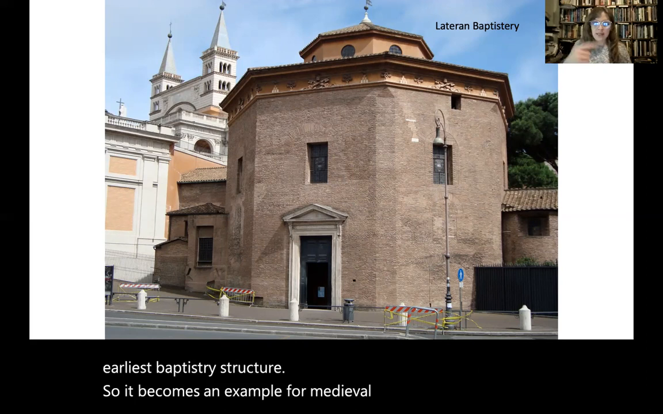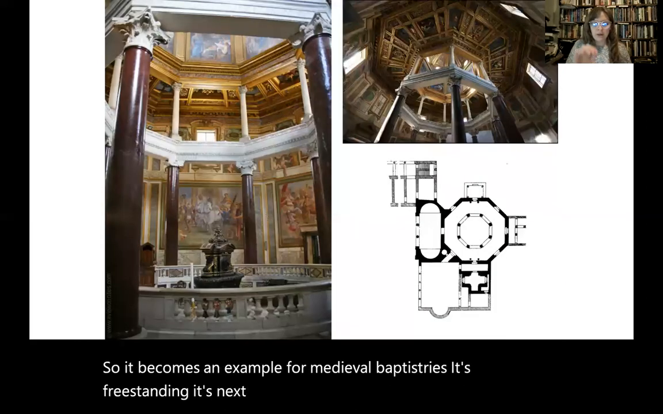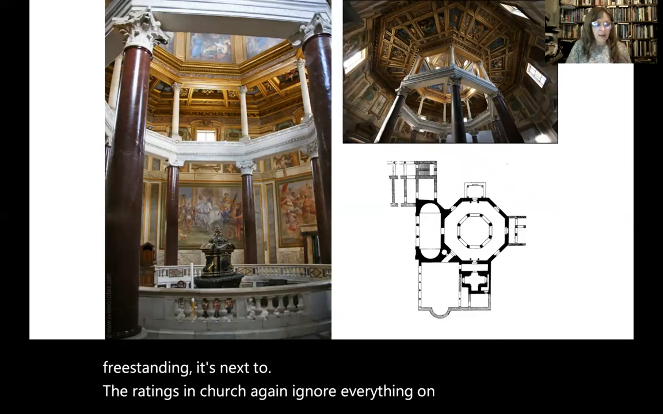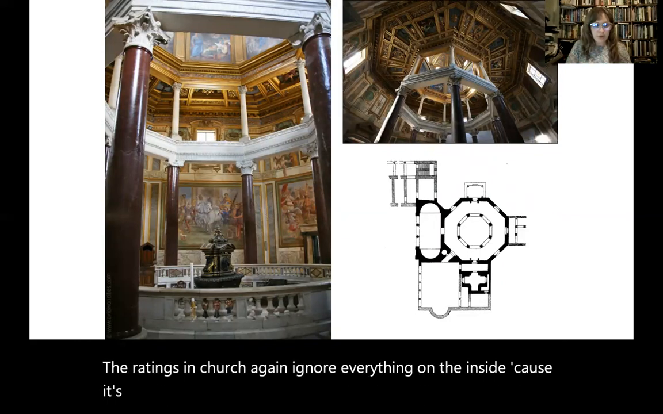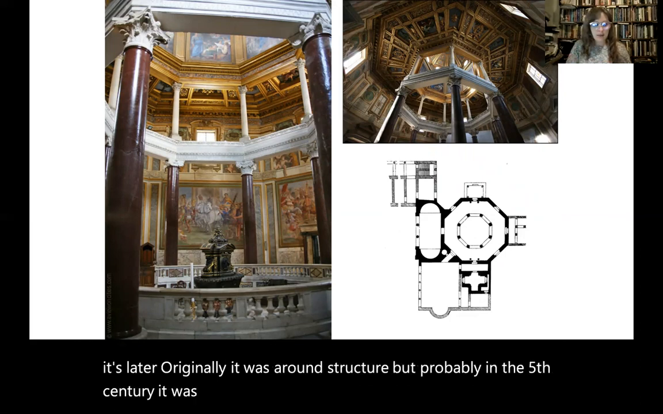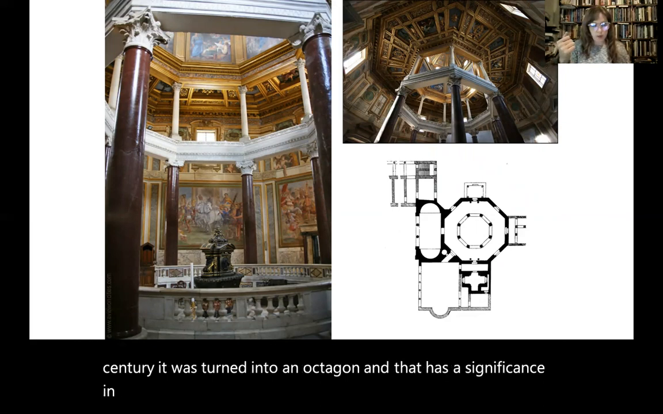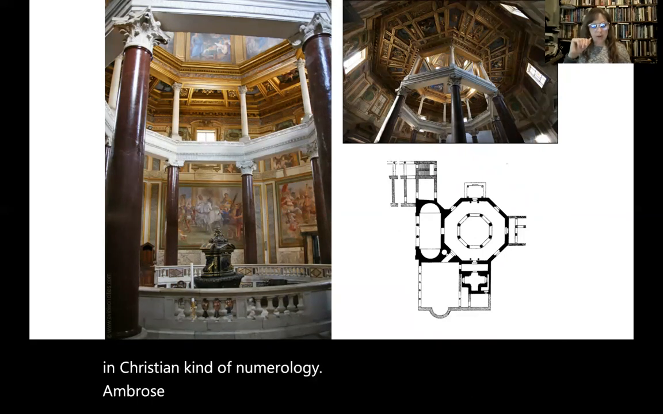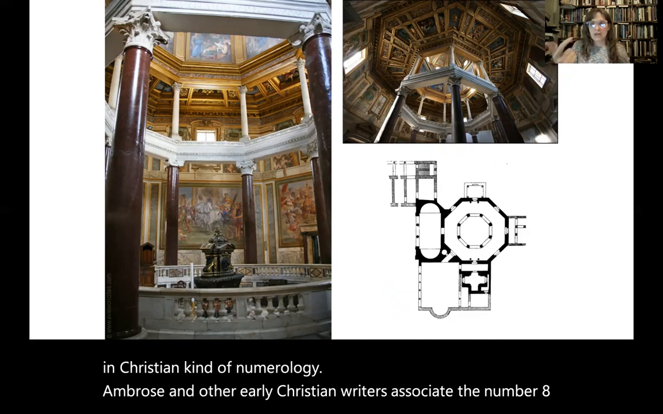It's freestanding, right next to the church. Again, ignore everything on the inside because it's later. Originally, it was a round structure, but probably in the 5th century, it was turned into an octagon. And that has a significance in Christian numerology. Ambrose and other early Christian writers associate the number 8 with Jesus's resurrection and with rebirth.